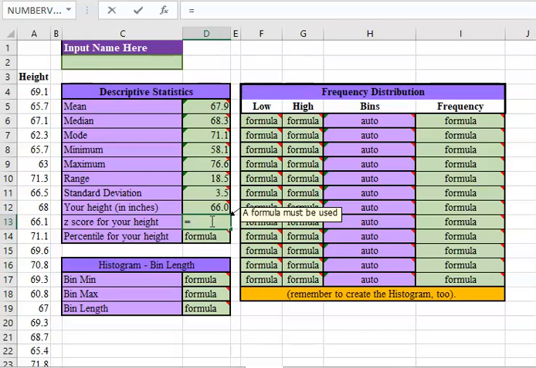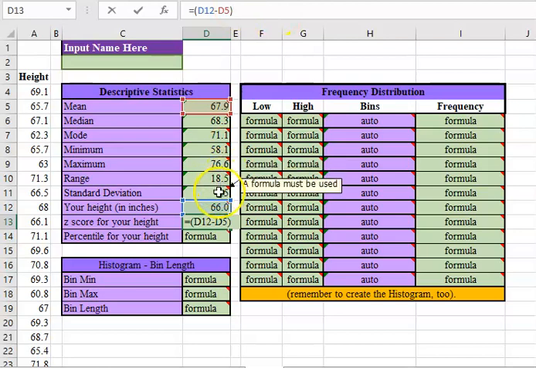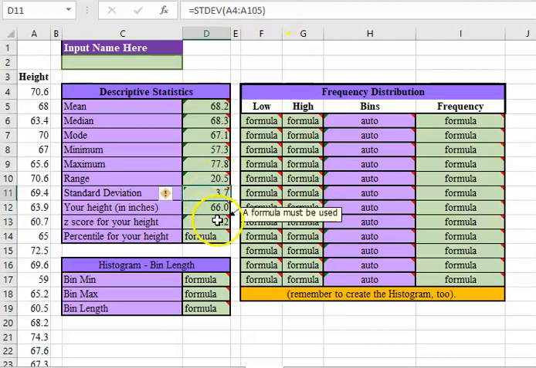To find the z-score, equal, copy my height, then minus the average value, divided by the standard deviation, because we would like to know how many standard deviations there are between the data point and the average value. So copy the standard deviation here. So the z-score is negative 2.2. This means my height is below average by 2.2 standard deviations.